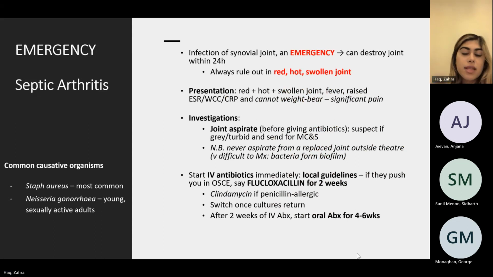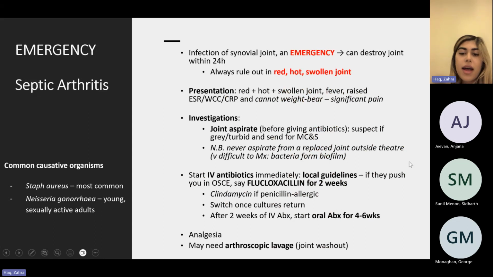The staple of the treatment is IV antibiotics, following the local guidelines, of course, which vary between different trusts. However, normally and in question banks, it does say flucloxacillin for 2 weeks intravenously, and clindamycin, of course, if the patient is allergic to penicillin. And then if cultures return another organism that is sensitive to other antibiotics, of course, we can change this around. After our 2 weeks of intravenous antibiotics, we would like to start oral antibiotics for 4 to 6 weeks. And this is quite a hefty regimen, as I said, and this is just because this is a medical emergency.